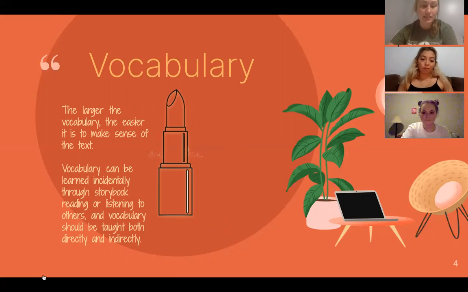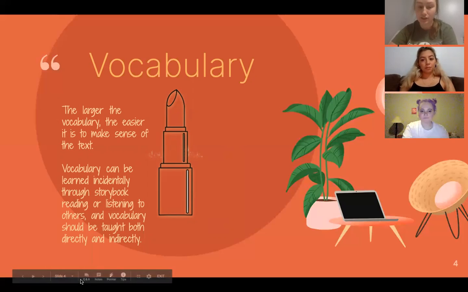Vocabulary can be learned incidentally through storybook reading or listening to others, and vocabulary should be taught both directly and indirectly. So I thought that was important because a student may not understand a vocabulary word by definition, but when you use it in a sentence and when you're speaking with each other in conversation, they might gain a deeper understanding of their vocabulary terms.